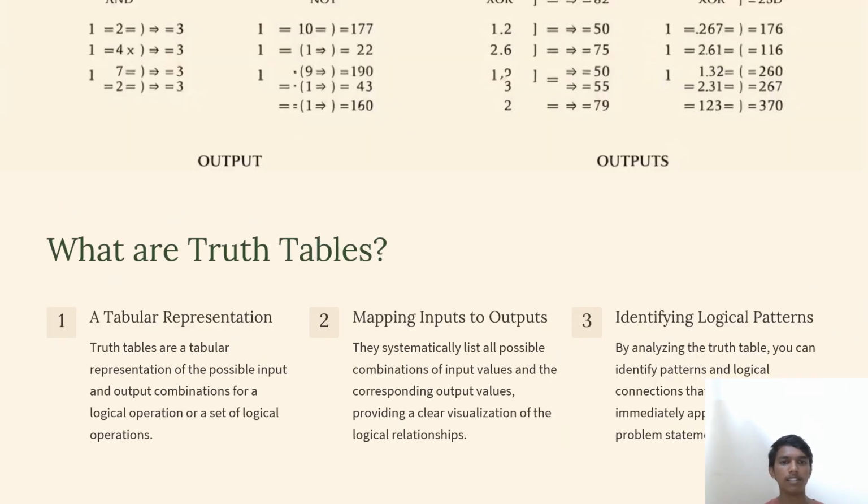What are truth tables? A tabular representation. Truth tables are tabular representations of the possible input and output combinations for a logical operation or a set of logical operations. Mapping inputs to outputs: they systematically list all possible combinations of input values and the corresponding output values, providing a clear visualization of the logical relationship. Identifying logical patterns: by analyzing the truth tables, you can identify patterns and logical connections that may not be immediately apparent from the problem statement alone.